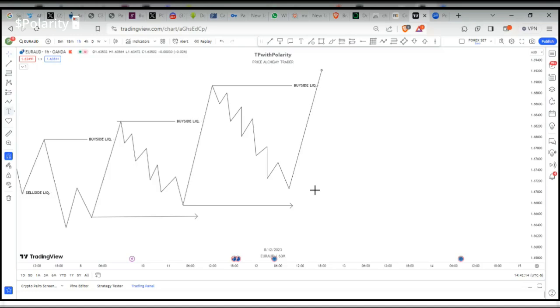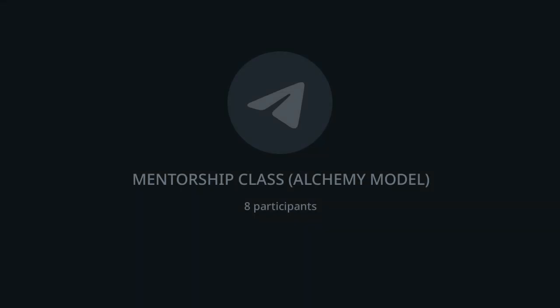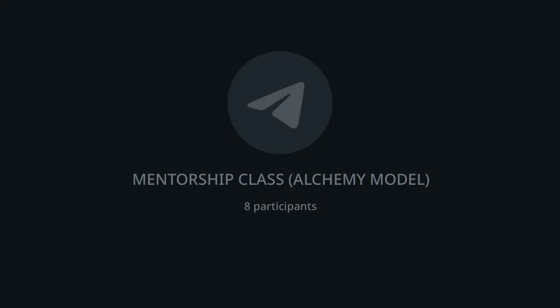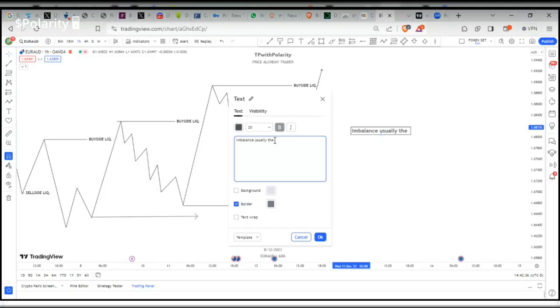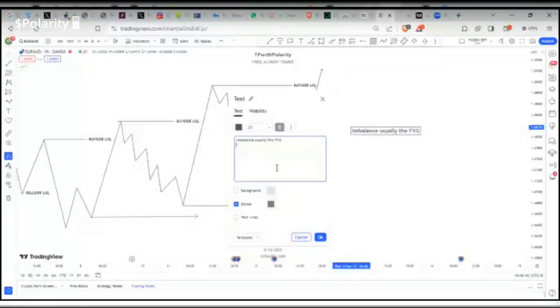We anticipate the market trading to the nearest imbalance. Once liquidity gets taken out in the market, it draws its attention, and the first thing is usually the imbalance, usually the fair value gap. And the second thing is the liquidity.